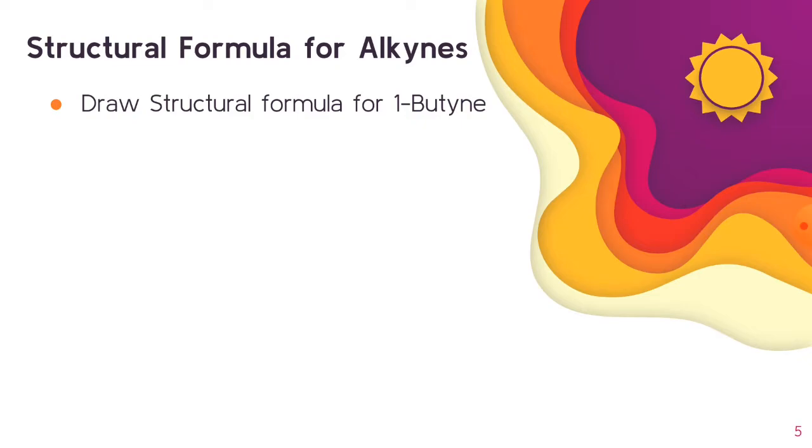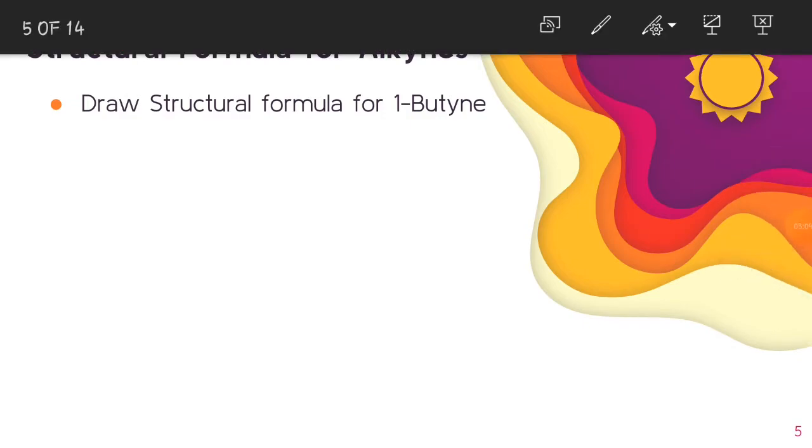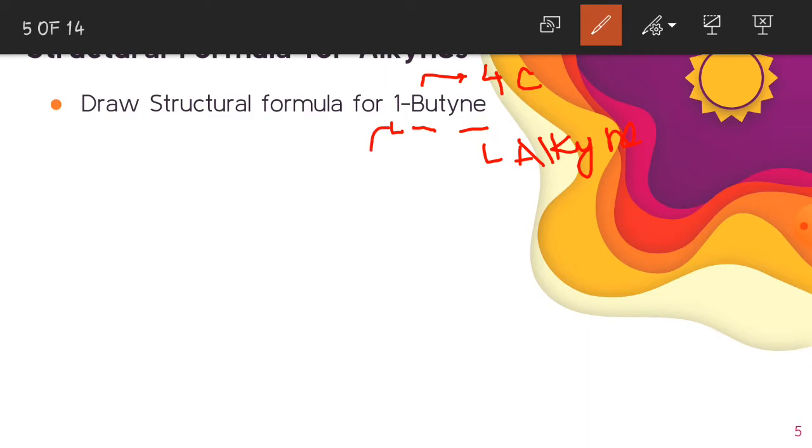Now let's draw the structural formula for 1-butyne. For drawing the structural formula for 1-butyne, we will first see that the prefix used here is but. This prefix but means that this organic compound contains 4 carbon atoms. The suffix yne represents that it is an alkyne. And the number before butyne represents the location of the triple bond.